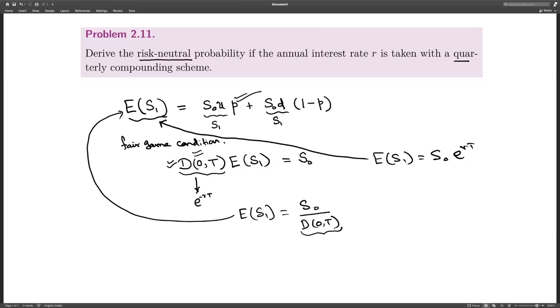You know what it is for a quarterly compounding scheme. I'm just not telling you, but it is very trivial. You put it again, you cancel S0 on both sides, and then find p from there. You will get the answer. I leave it to you to complete it. The only thing you have to do is to put the appropriate expression for the discount factor when the scheme is a quarterly compounding scheme.